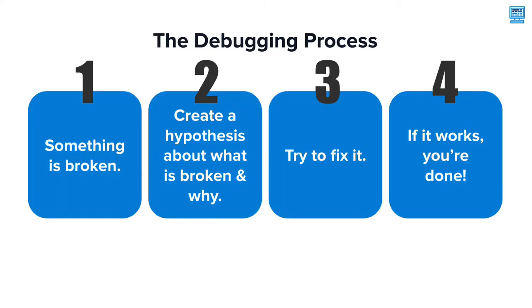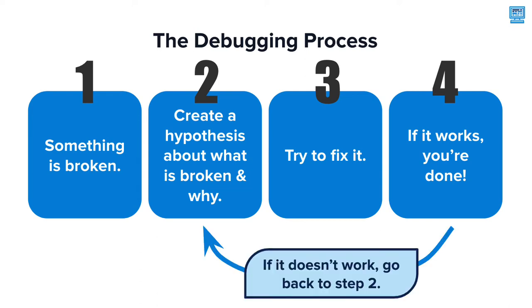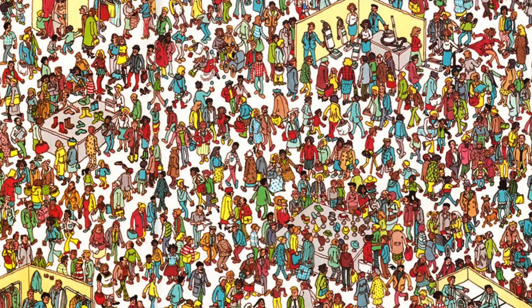The debugging process starts when something is broken or isn't working as intended. We create a hypothesis about what is wrong and why. Then we try to fix it. If we make the fix and our program now works, then we're done. But if we try to fix the program and it's still broken, we return to step 2 and try again.